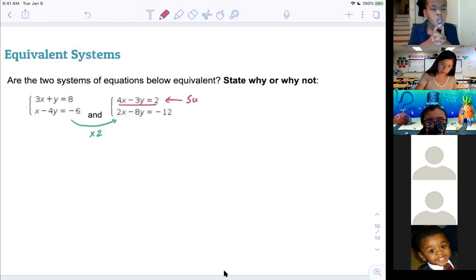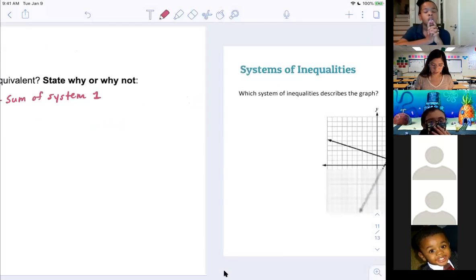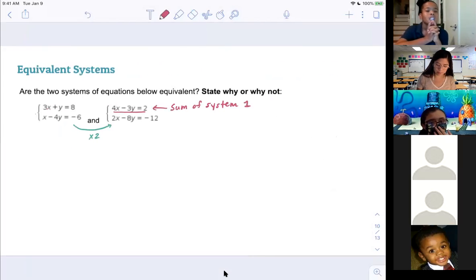This is the sum of system 1. So that's another pattern you always have to check for. Now, if you're not entirely sure, what could you always do to make sure they're equivalent? Do the math and solve each system independently and see if you get the same answer. I want to do that last problem still, solving each one individually to see if I get the same answer. Would you like me to solve these just to have one more example of solving? Okay, that's what I thought.